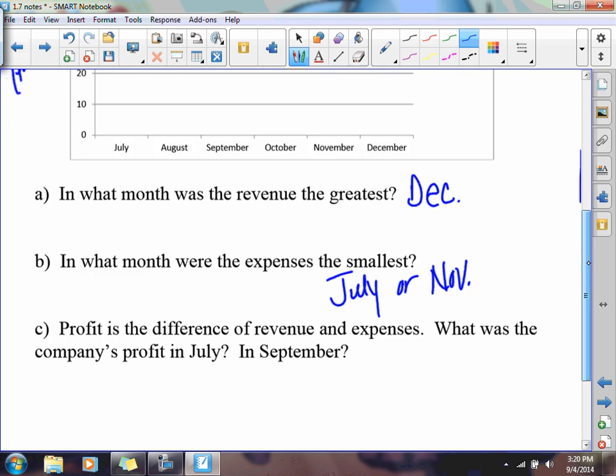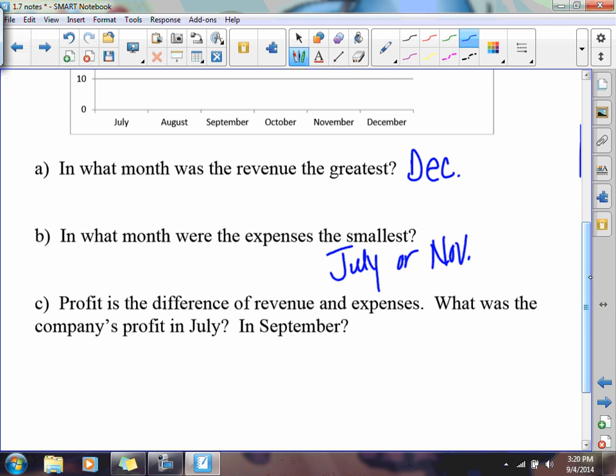And then part C gives us a little bit of a definition here. It says that the profit is the difference of revenue and expenses. So remember, difference is one of our vocabulary words that means to subtract. So if you took the revenue and subtracted the expenses, then you would get your profit. And that should make sense. Revenue is the amount of money that you have coming in, and if you subtract off your expenses, everything that you spend, your leftover amount is going to be your profit.